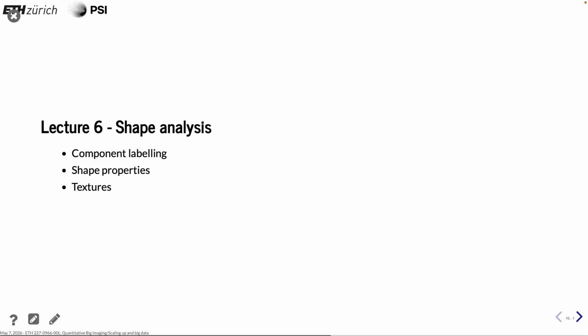And looking at the shape, we looked into component labeling, identifying different items. So from the segmentation, we only got black and white or few levels. Then we have shape properties and also looked into textures, so the patterns that you could use to identify different regions in images.